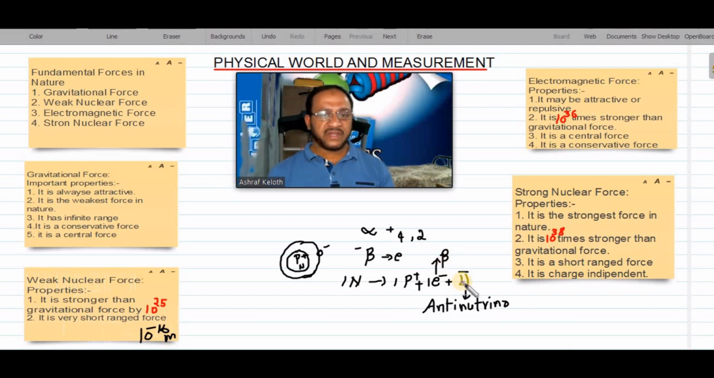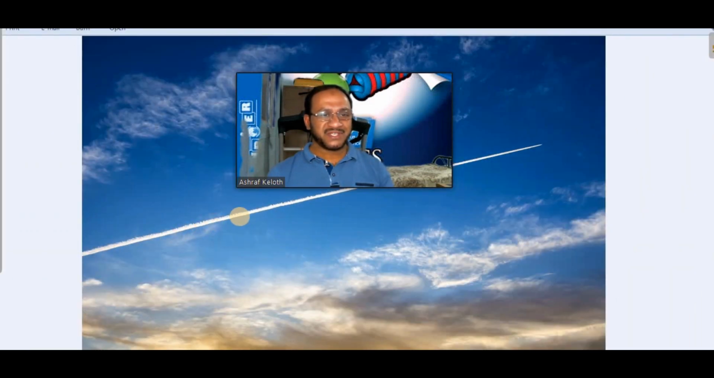Now we can see how we can detect this particle, the antineutrino, whether it exists or not. Can you see this? It's a beautiful sky. You might have observed this in your day-to-day life. If a jet flight is moving in the sky, in the atmosphere, you can see a white cloud tail forming. Most people have a wrong concept that this is the smoke ejected by the jet plane. It is not smoke. It is a cloud formed because of the speed of the jet flight.